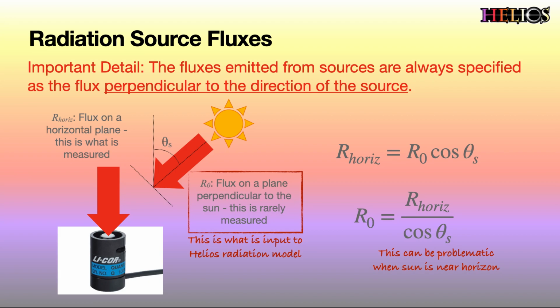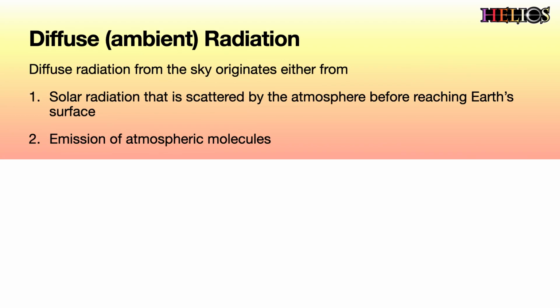Just think about it that we always want to specify the flux as perpendicular to the surface of the source, which may also be the direction of that sunlight propagation in the case that we have a collimated or sun sphere source. We can also simulate diffuse or ambient radiation within the Helios radiation model.